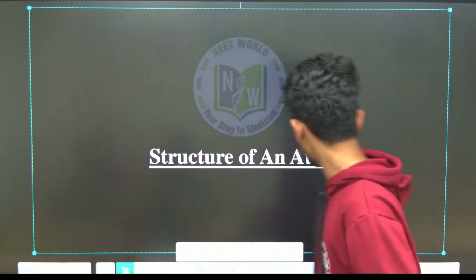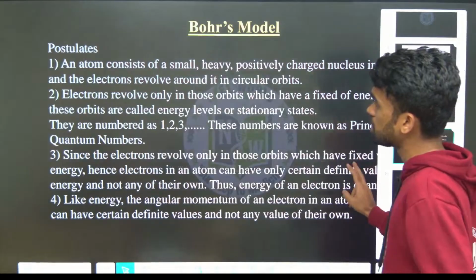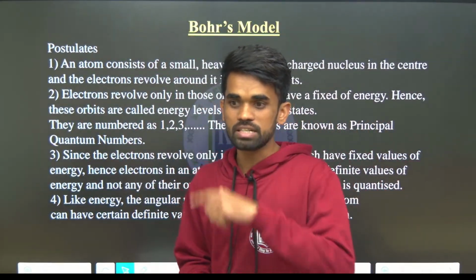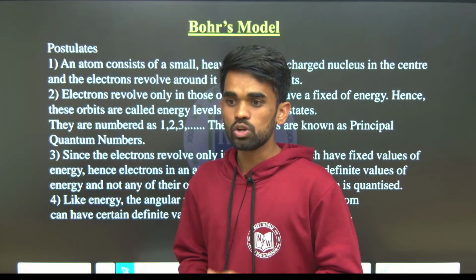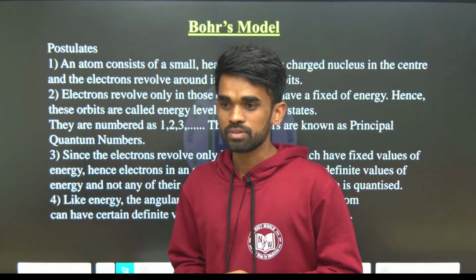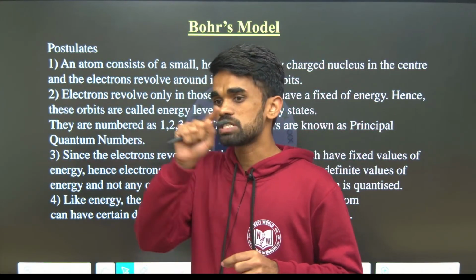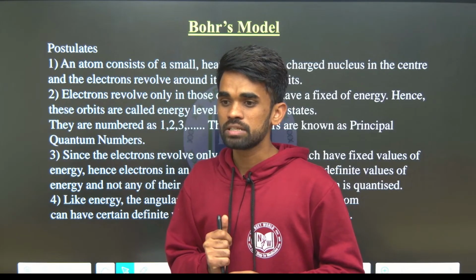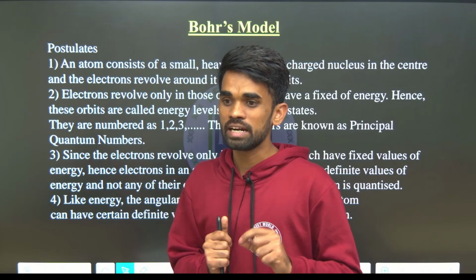Model. Okay, so tell me what are the postulates we have discussed in Bohr's atomic model in the last class. Want a quick revision of those? Like, the atom is considered to be spherical in shape, in which the nucleus is concentrated at the center. Then next, electrons revolve around this nucleus in circular paths called orbits. These orbits have fixed energies and fixed radius.